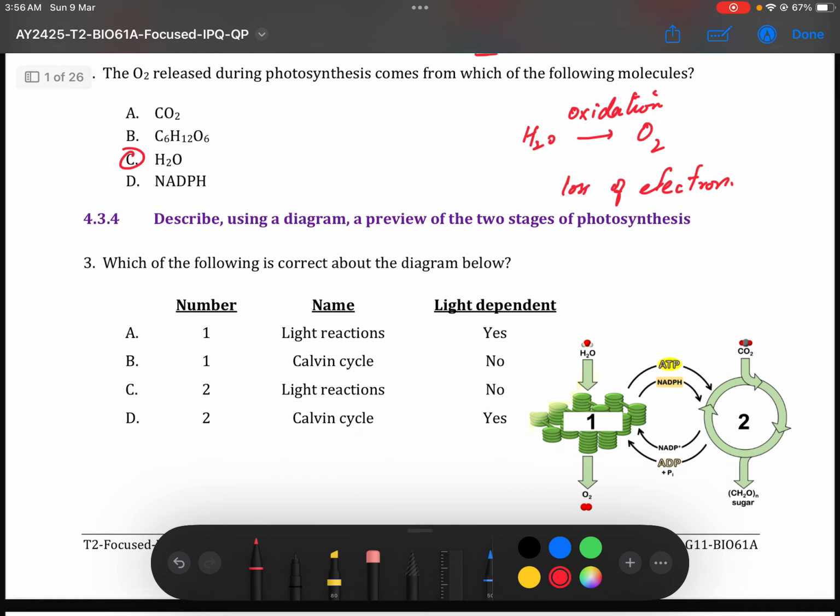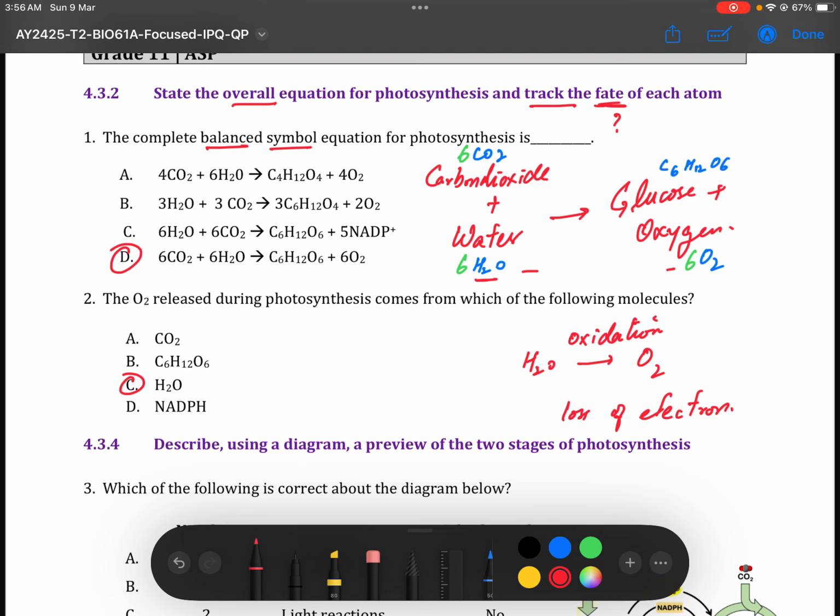Moving to the next question. In this way we learned about the fate of each atom. If water is oxidizing into O2, it means that the carbon dioxide is being reduced into C6H12O6. So CO2 is the one which is converted into C6H12O6, and in this case you can see H2 is added, so this process is called reduction. This is what we have to know. This is called a reduction process.